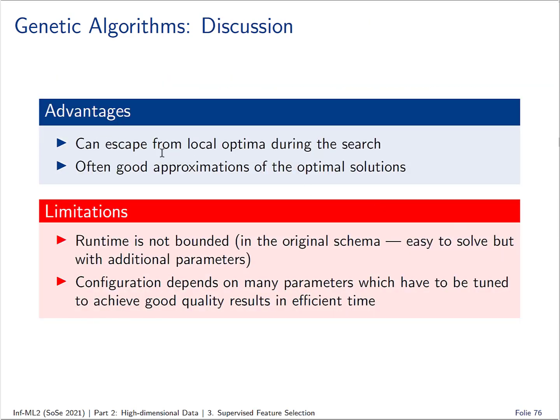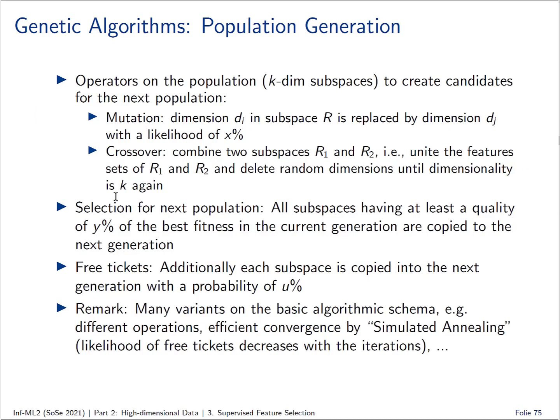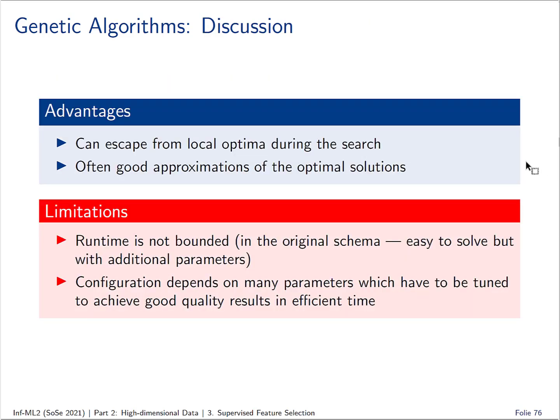Advantages: it can escape from local optima during the search, which is not the case in branch and bound, or in best first search. And often good approximations of the optimal solutions are found because of this escape from local optima. Because of mutation, crossover, free tickets and so on. Especially mutation and crossover, of course, help in getting out of local maxima or local optima.